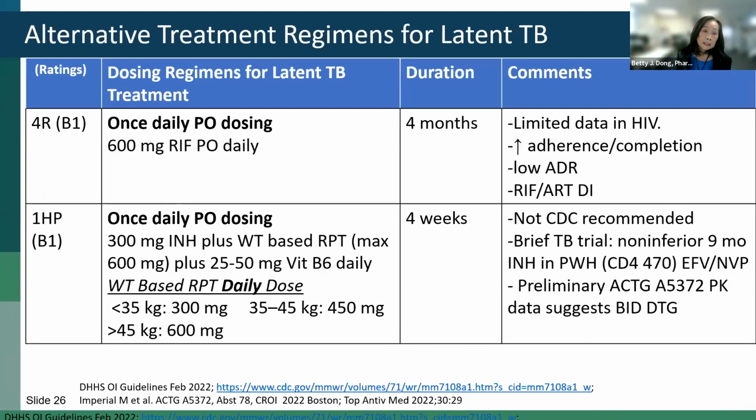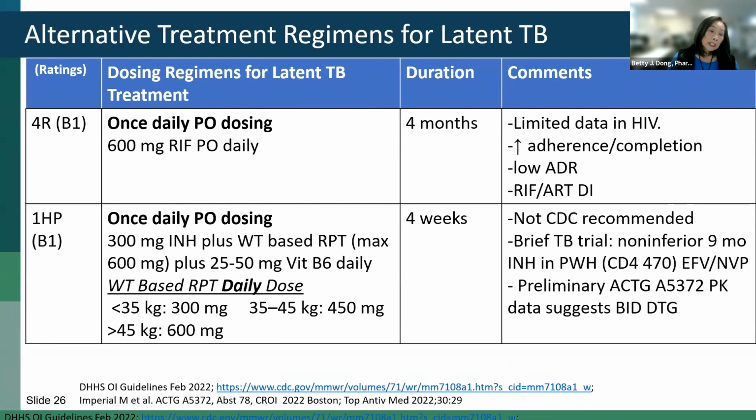Other regimens include, with a B rating, rifampin 600 milligrams for 4 months. We have very limited data in HIV. We do see that it was very well tolerated with good adherence and completion rates. But again, we have to worry about drug interactions.